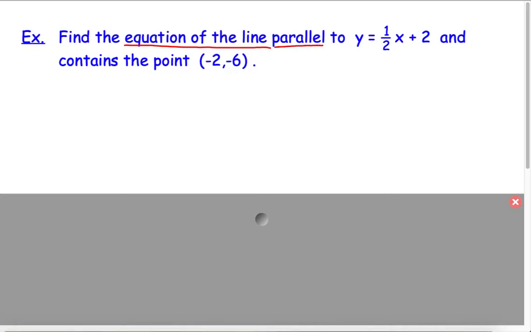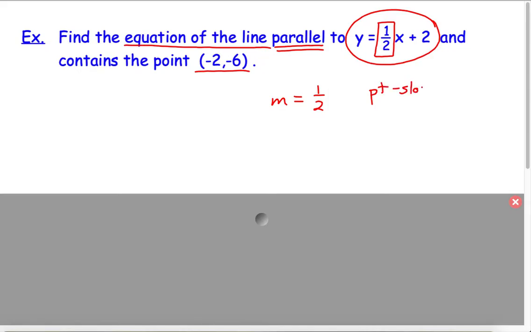Now we want the line that's parallel to this line. What do we know about parallel lines? They have the same slope. So that means that the slope of my line has to be the same, which is 1/2. Now, did they give me a y-intercept? No. Did they give me a point? Yes. So I think I want to use point-slope form. That would be the easiest for me. I don't have to, but why do more work than I need to?